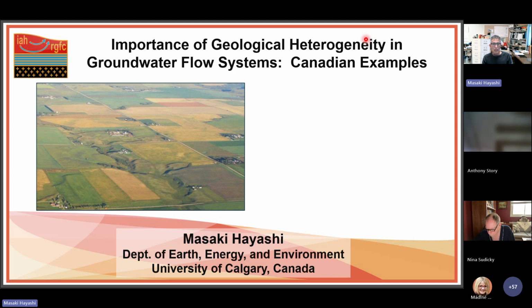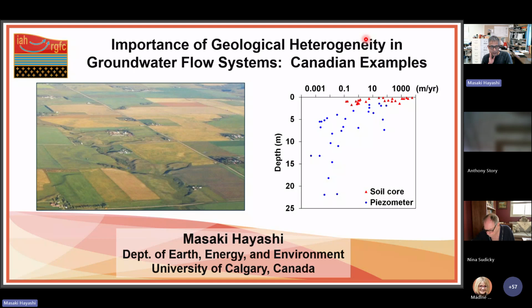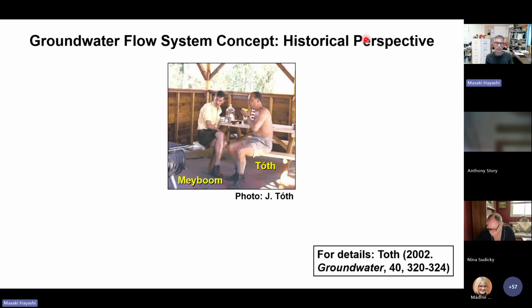But what we don't see in this photo is the complex heterogeneity of geology underneath, and particularly the change in hydraulic conductivity by several orders of magnitude, even within the top 20, 25 meters. So that has important effects on the groundwater flow system. I'm going to talk about that using a Canadian example. So just a bit of historic perspective.